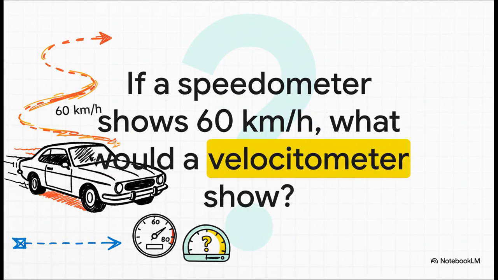Which leaves us with one final thought to chew on. Your speedometer shows you're doing 60 kilometers per hour. But if your car had a velocitometer, what would that be showing you? It would have to show both your speed and your direction. Never, ever forget that difference.